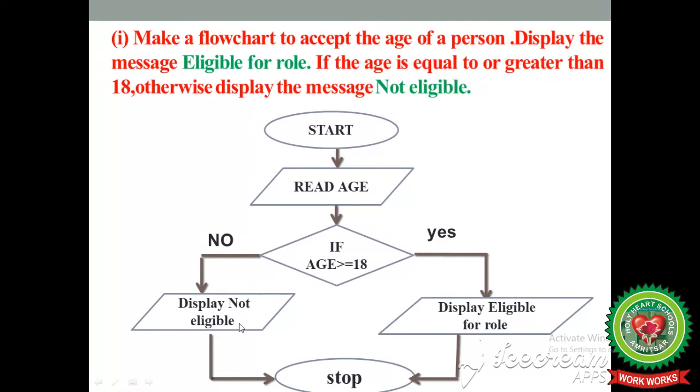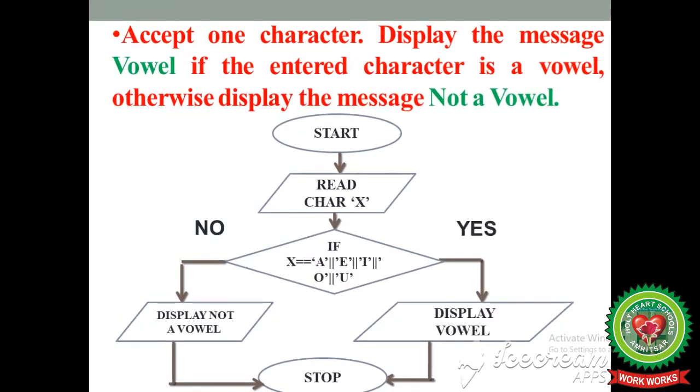Now move to the second flowchart. The second flowchart is to accept one character, display the message vowel if the entered character is a vowel, otherwise display the message not a vowel. Here we have to enter a character, and then we have to check if it is a vowel, then it will display vowel, and if it is not a vowel then it will display not a vowel. As you know, we have 5 vowels in our English language: A, E, I, O, U.